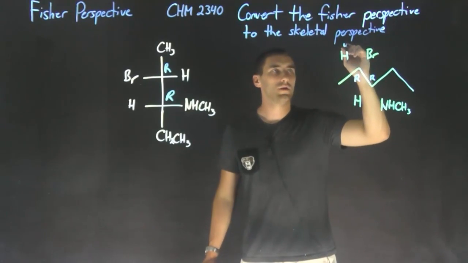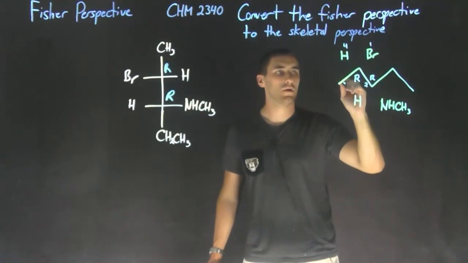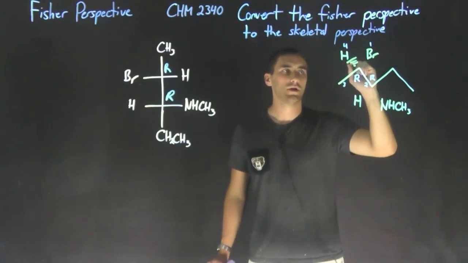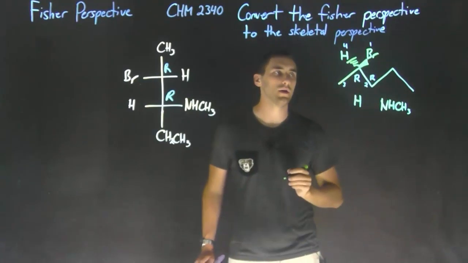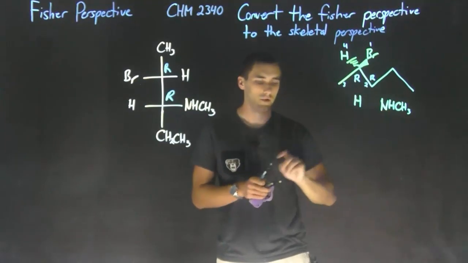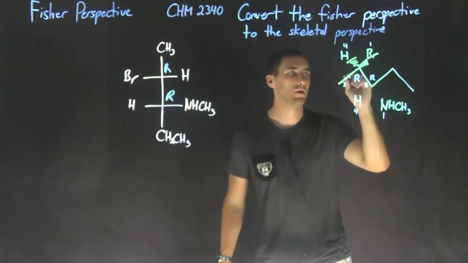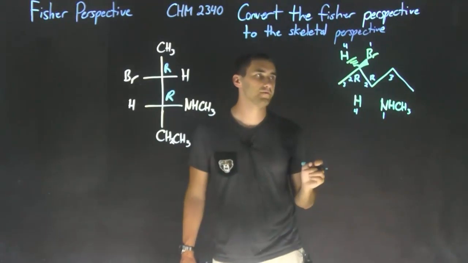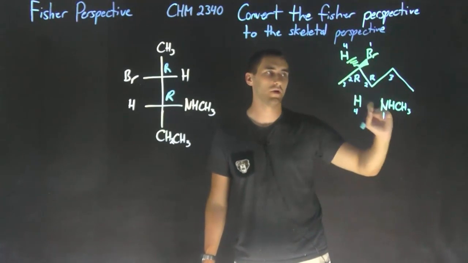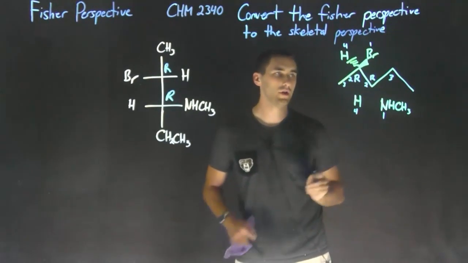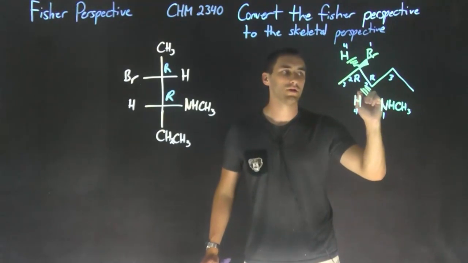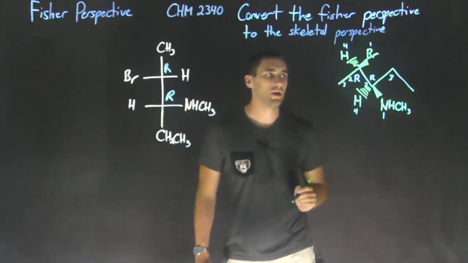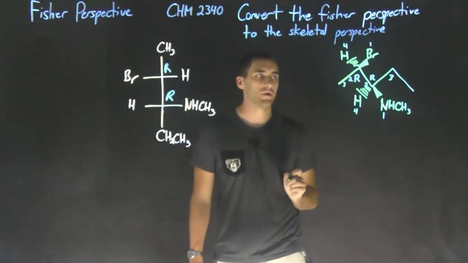So for the priorities, this will originally go in the R configuration. So that is good. We can keep the hydrogen in the back like it is. For this one, we have the R configuration. This will go in a clockwise motion from 1 to 3. That is also good because the hydrogen will stay in the back. And that is the correct configuration for both of those stereocenters.